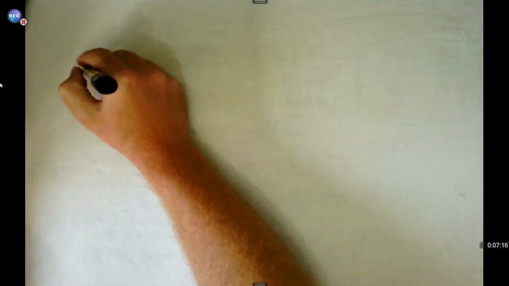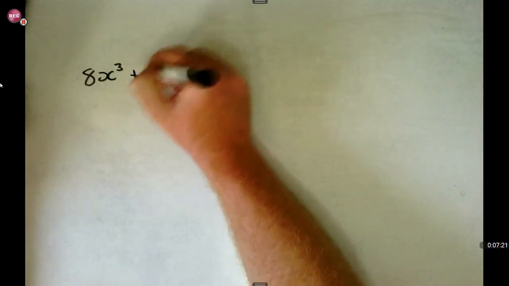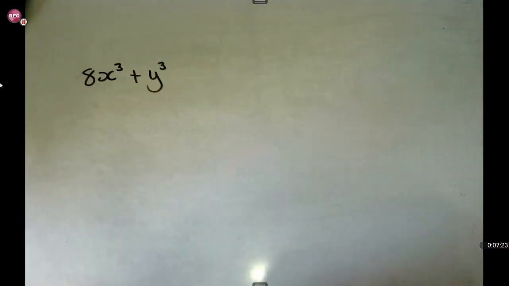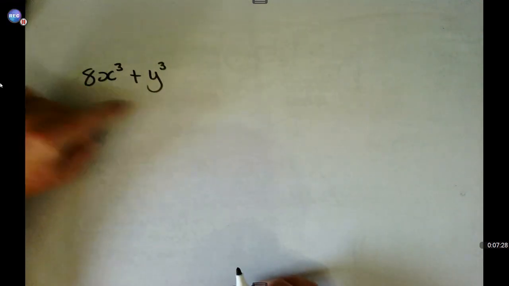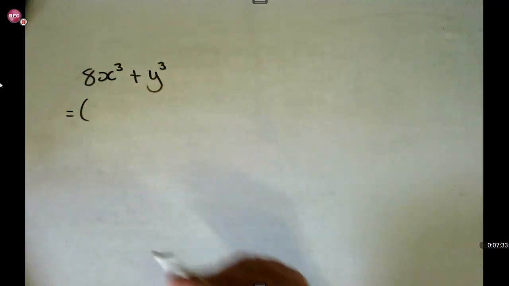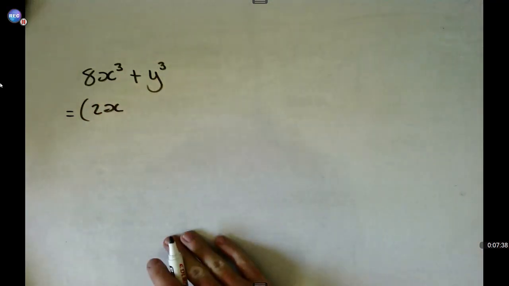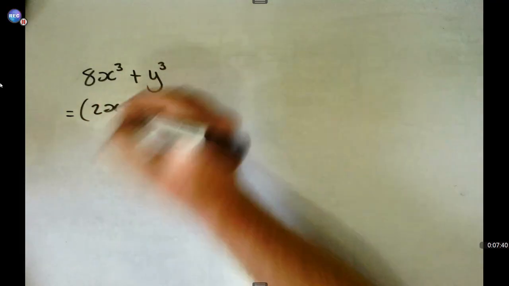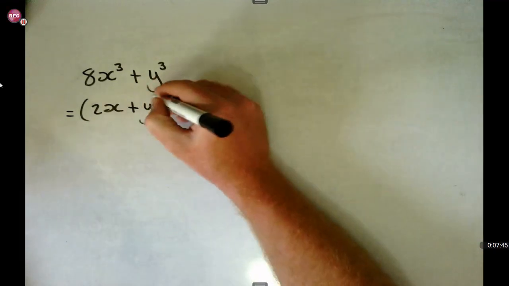So our first question looks as follows. We'll have 8x cubed, and that will be added to y cubed. Remember, two brackets. Your first bracket, we cube root both of these to form the first bracket. So the cube root of 8x cubed becomes 2x. We keep the same sign, then the cube root of y cubed becomes y.